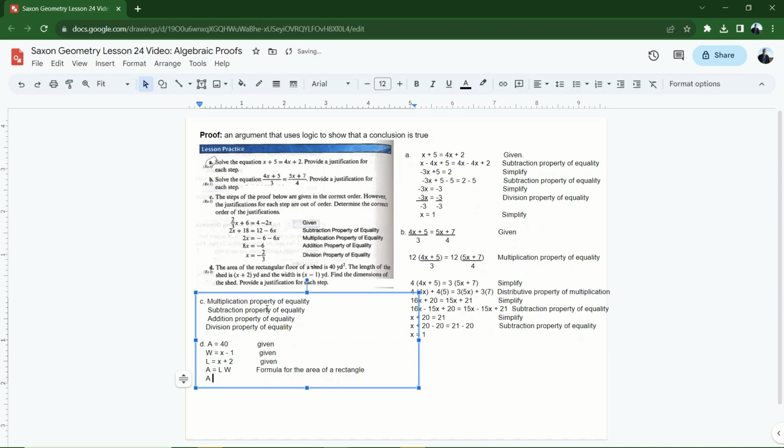So what am I going to do next? I'm going to do area equals, well, instead of length, I want to use x plus 2. Can I do that? And instead of width, I want to use x minus 1. Why, that's the substitution property of equality. If something is equal to something else, I can just substitute it in.